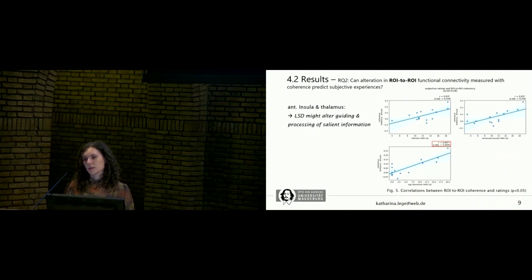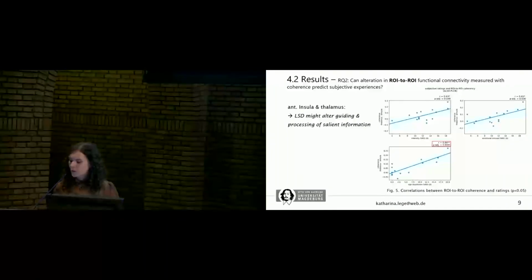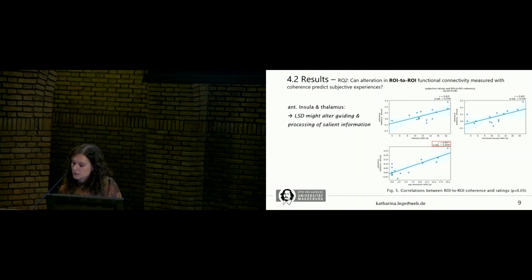So both of the hubs, the anterior insula and the thalamus, are implicated in self-awareness and salience processing. So again, this points in the direction of alteration of the guiding and processing of salient information. And this might alter somehow the coherent experience of the self. So it could be that resources are allocated in different ways, so that we have decreased self-referential processes.